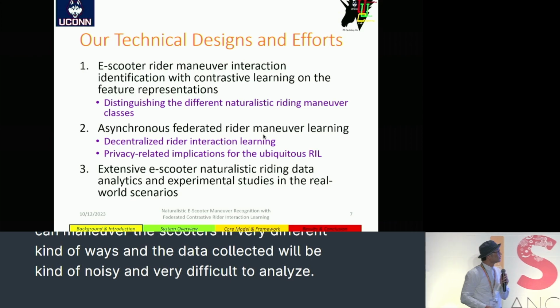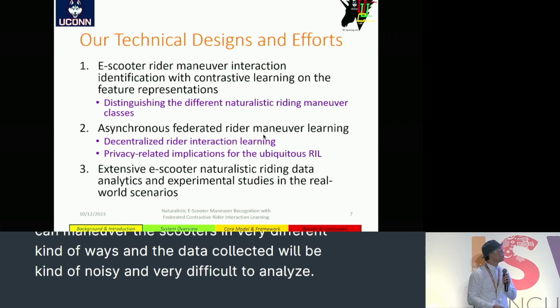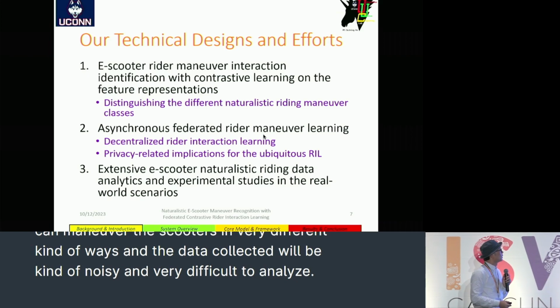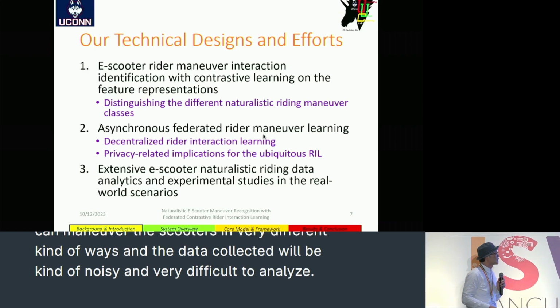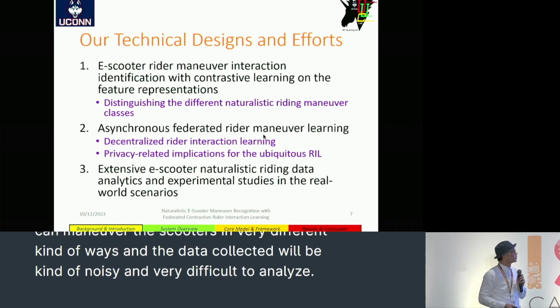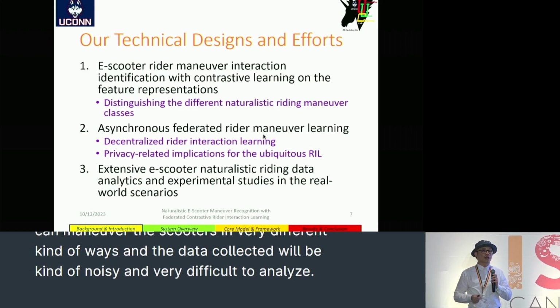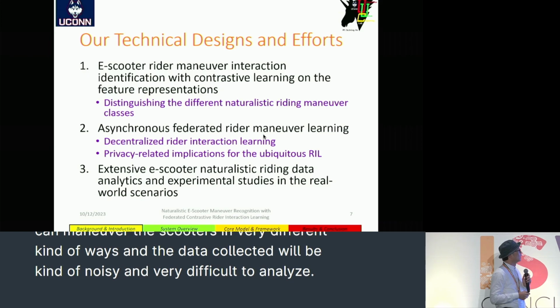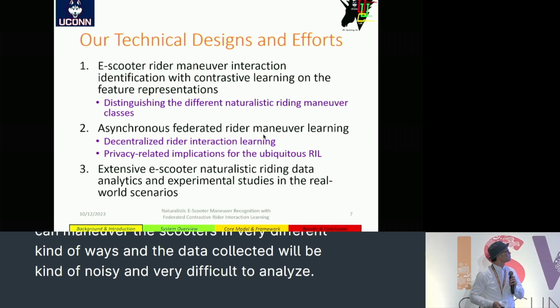And our technical designs and efforts involve basically three parts. First, we provide contrastive learning for the maneuver feature representations, to try to distinguish different naturalistic riding maneuver classes. Second, we provide decentralized rider interactions learning. And third, we have conducted extensive naturalistic riding data analytics and experimental studies.